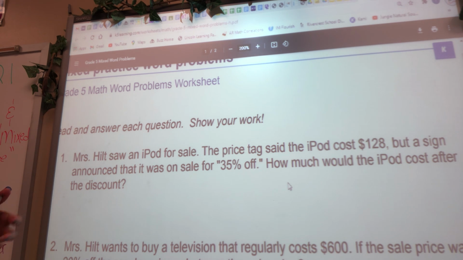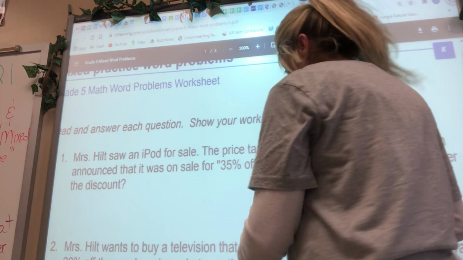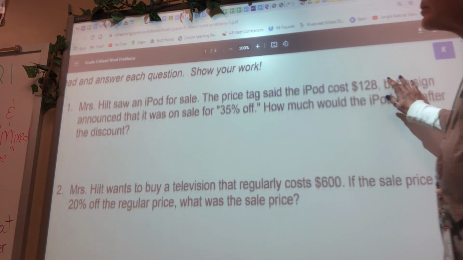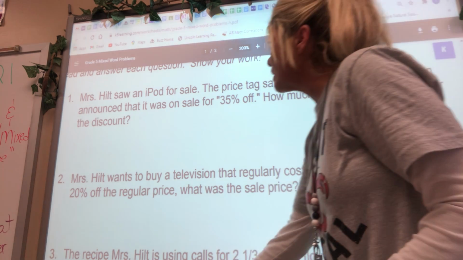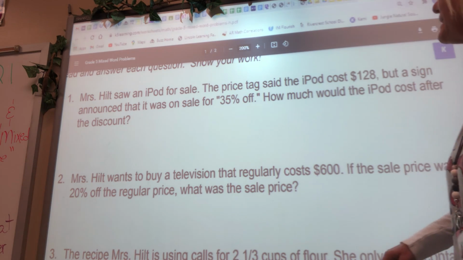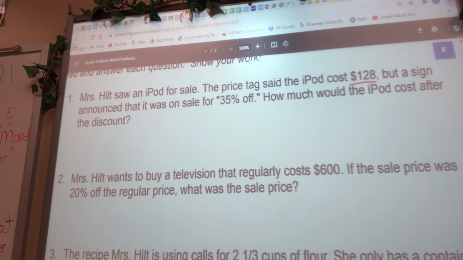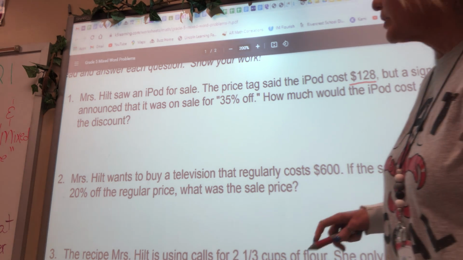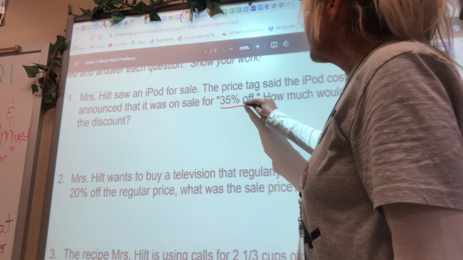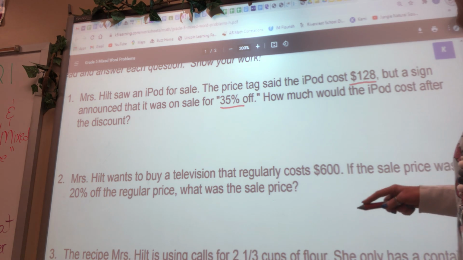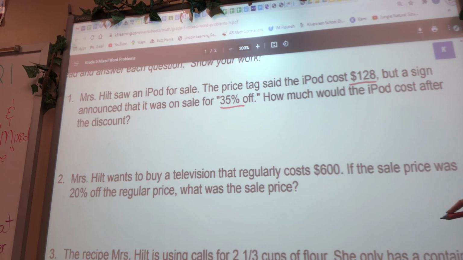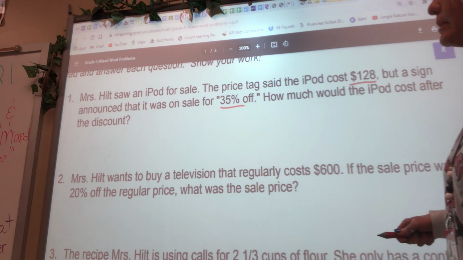The one that reads, Miss Hilt saw an iPod for sale. The price tag said the iPod cost $128, but a sign announced that it was on sale for 35% off. How much would it cost after the discount?